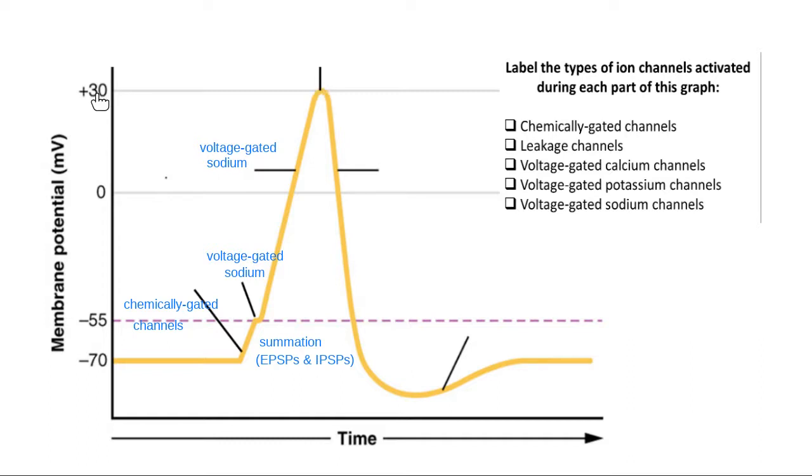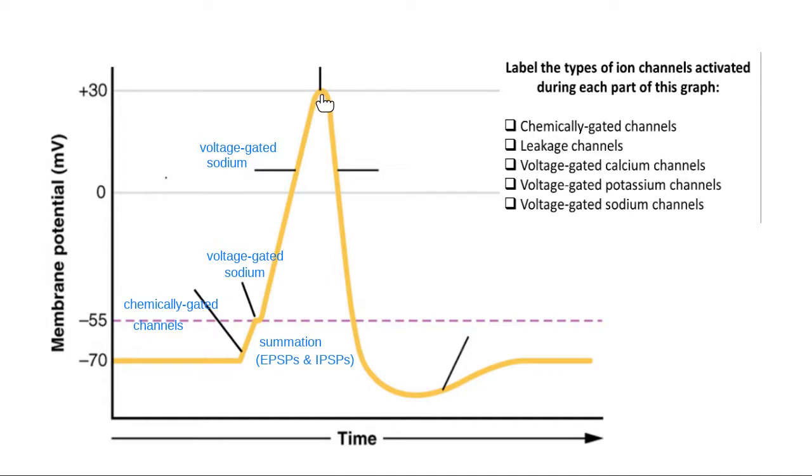When we get all the way up to +30, these channels are like, oh, right, I'm not supposed to be making us any more positive. So voltage-gated sodium channels will actually close up here at the very top. When we're up here at +30, there are two kinds of channels that can actually open up.